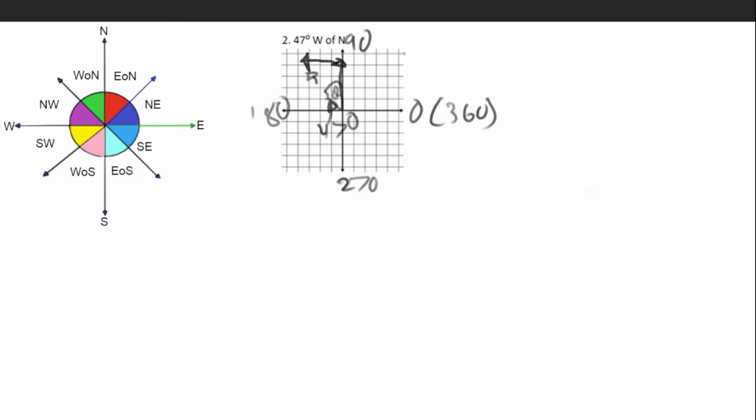And this is 90. So if we wanted to find this angle, or this outside angle, since we know it's 47, all we have to do is 90 minus 47. And then we would get 43 degrees. So this outside bit is 43 degrees, not drawn to scale.